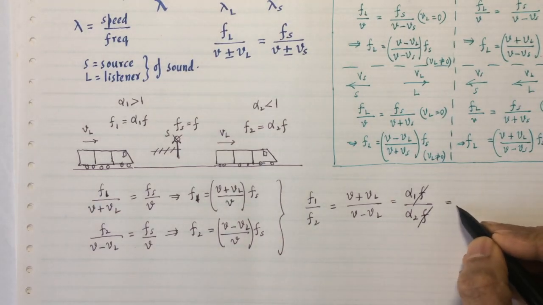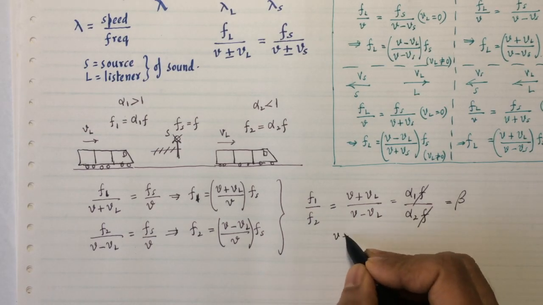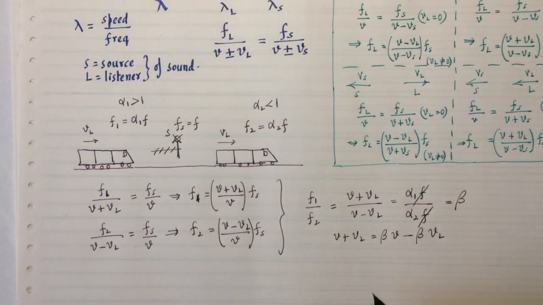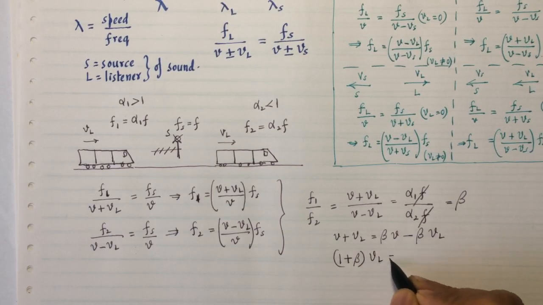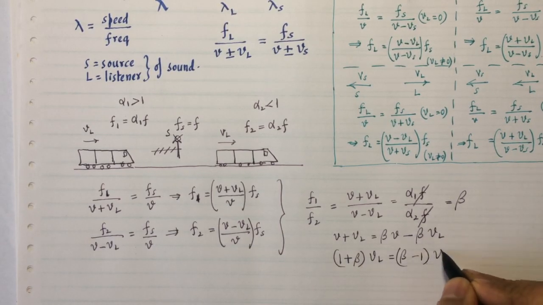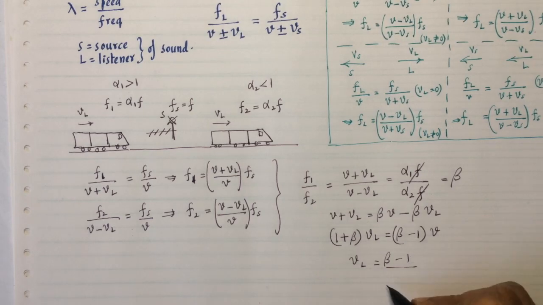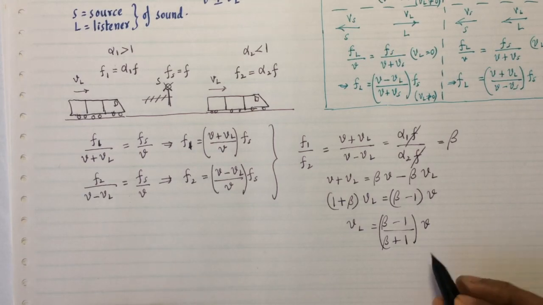And let me just call alpha 1 over alpha 2 beta to deal with this arithmetic. So I'm going to get V plus VL equals beta times V minus beta times VL. VL is the speed of the train, by the way, because you are inside the train. Let me take beta times VL to this side and V to that side. So I'm going to get 1 plus beta times VL equals beta minus 1 times V. So I have the speed of the train. It is beta minus 1 over beta plus 1 times the speed of sound, whatever the speed of sound is.